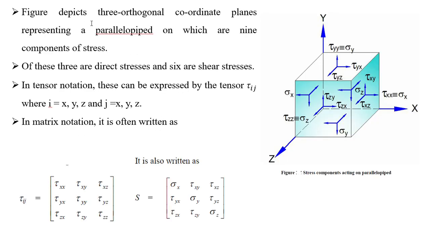If you see from this figure, it depicts three orthogonal coordinate planes representing a parallelepiped on which are the 9 components of the stresses. You can see here each plane has 3 components, but there will be repetition of the stresses. Tau xy and tau yx reflect the same values, and tau xz and tau zx reflect the same values. Tau zy and tau yz also reflect the same values.